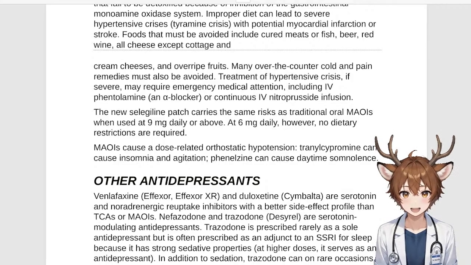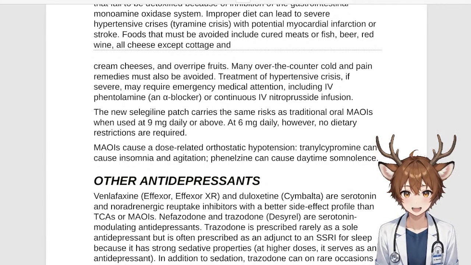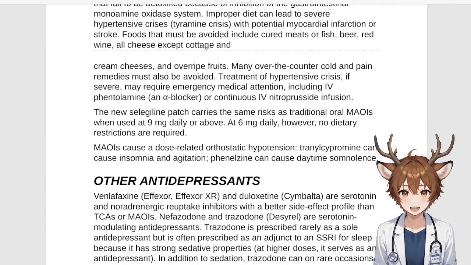MAO inhibitors cause a dose-related orthostatic hypotension. Tranylcypromine can cause insomnia and agitation. Phenelzine can cause daytime somnolence.